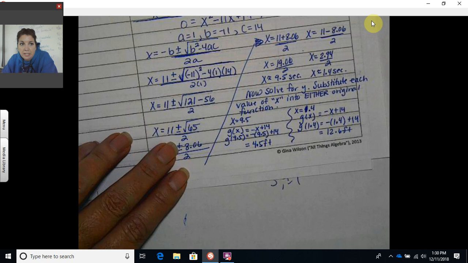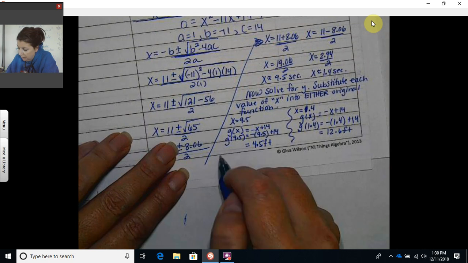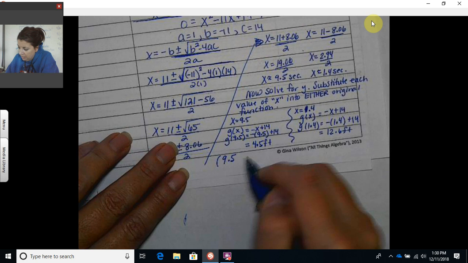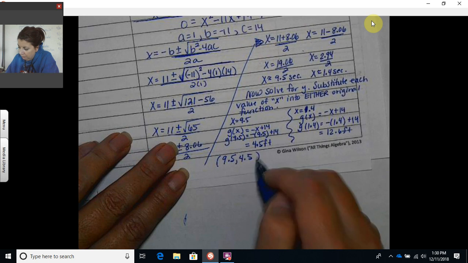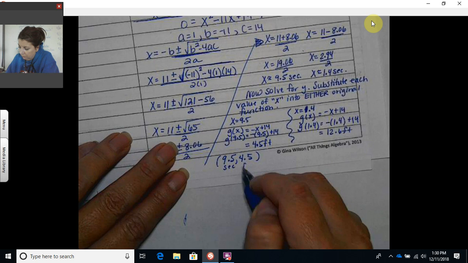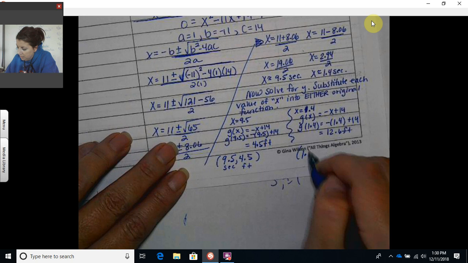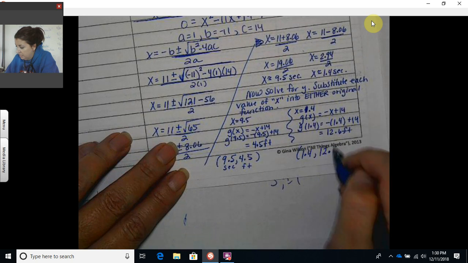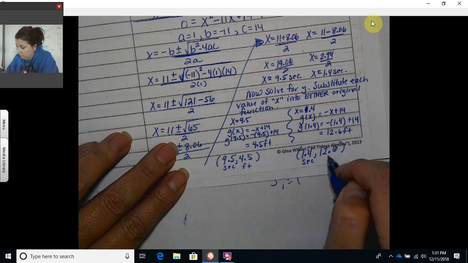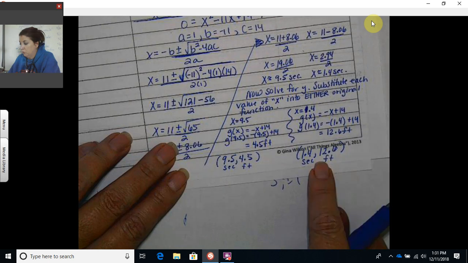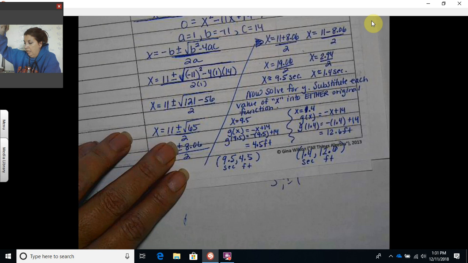So the laser beam and the model rocket will intersect 2 times. It'll intersect at 9.5 seconds at a height of 4.5 feet. And it will also intersect in 1.4 seconds at a height of 12.6 feet. So it'll first intersect in 1.4 seconds at 12.6. So that must be when it's going up. And then when it starts coming back down at 9.5 seconds, because the feet are lower, so that's after it started coming back down.